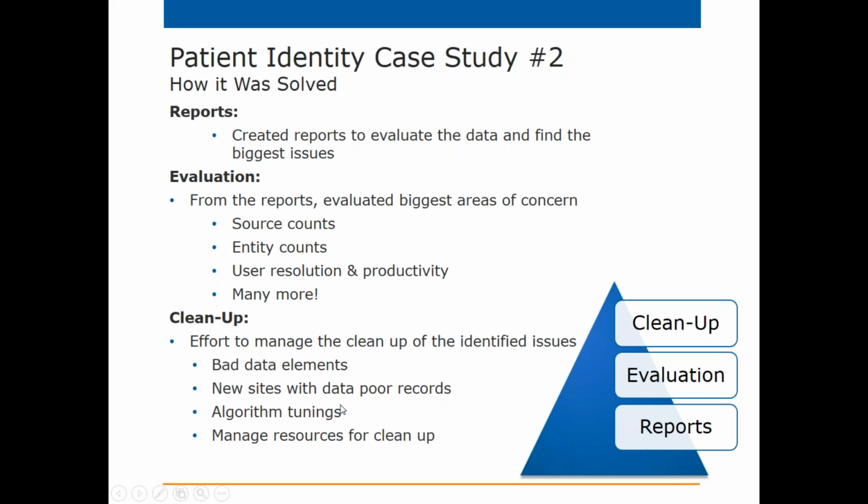Again, the bad data elements, new sites with data poor records. And data poor is they may only have first name, last name, and date of birth. That's not going to really match well with some of your other records. So you have to decide what you're going to do with those records. Are we just going to let them be single folks, which we normally did, and hope that in the future that specific facility would add more elements as the record grew itself? Went through and did different algorithm tunings, and again, manage the resources for cleanup.